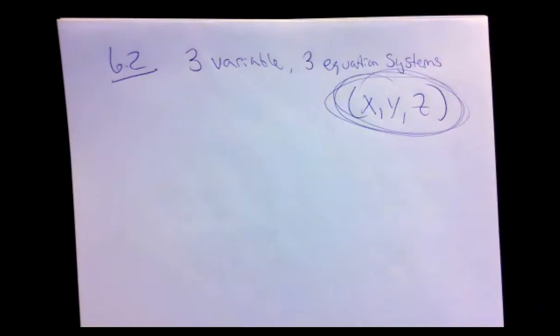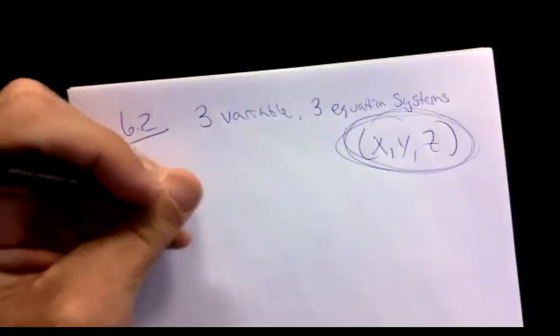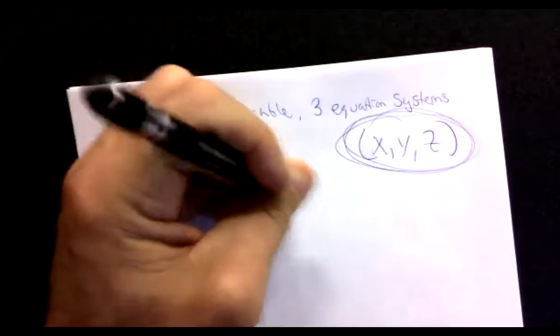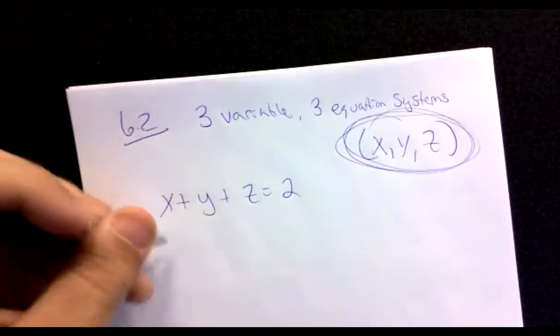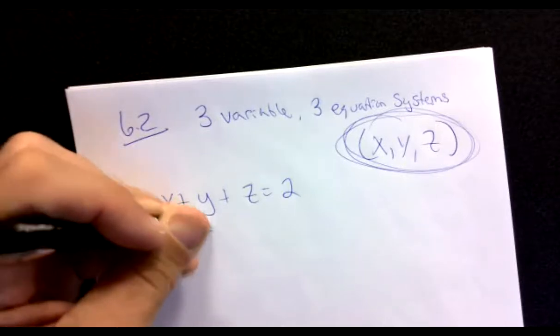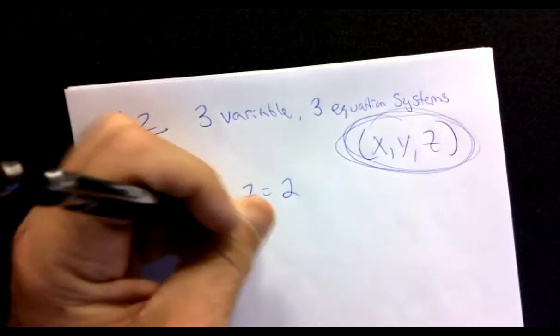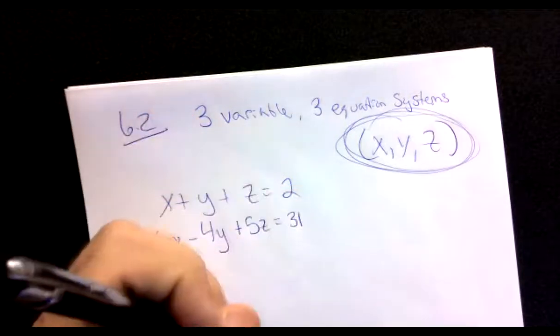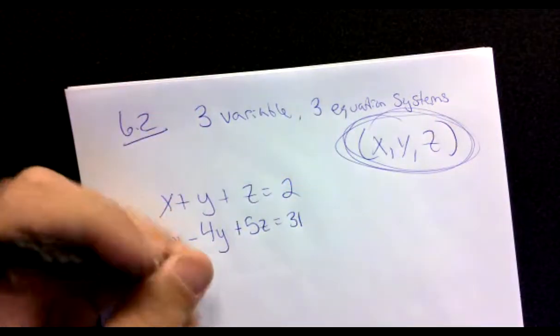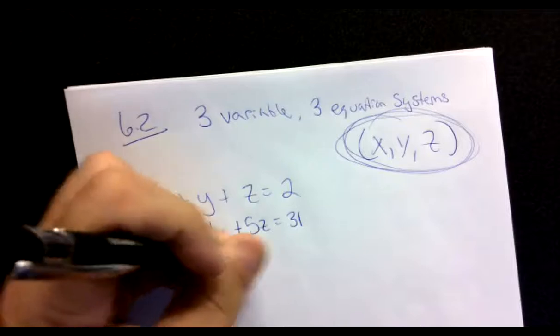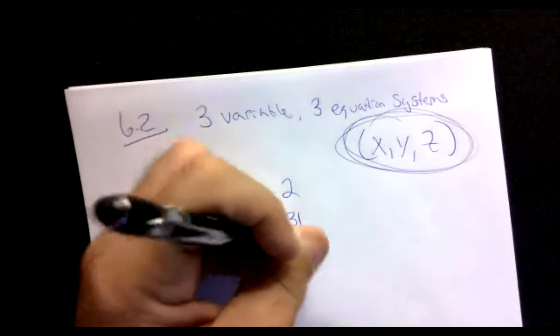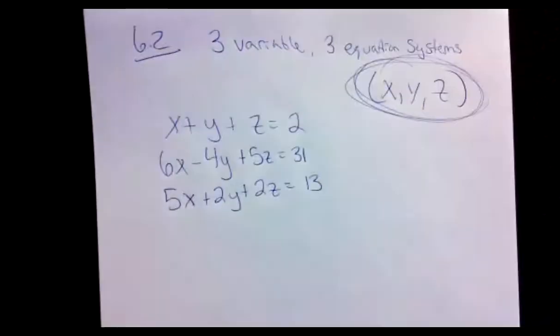So if you are given a 3-variable system, like x plus y plus z equals 2, 6x minus 4y plus 5z equals 31, and 5x plus 2y plus 2z equals 13. Okay, if you're not on a brand new piece of paper, you're going to want to be, because this takes some room to get it done. There are some steps to this.